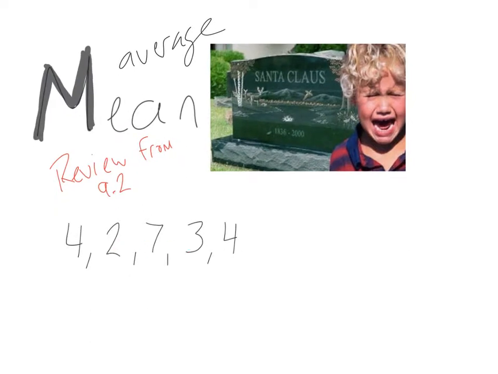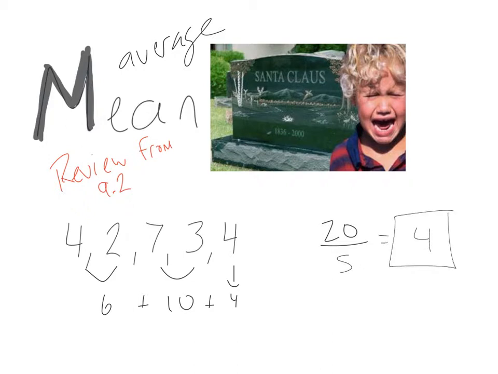So how do you find an average of this data set? We're going to add them all up. We don't have to go in any particular order. So I'm getting a 6, I'm getting a 10, and I'm getting a 4. If you add those up, 6, 10, and 4 there, you get 16 plus 4 would give me a 20. But now I need to divide that 20 by the number of pieces of data we have. 1, 2, 3, 4, 5. So 20 divided by 5 is 4, and that is our mean.